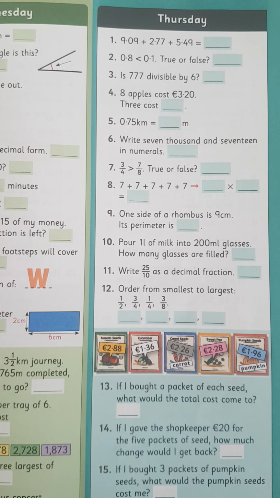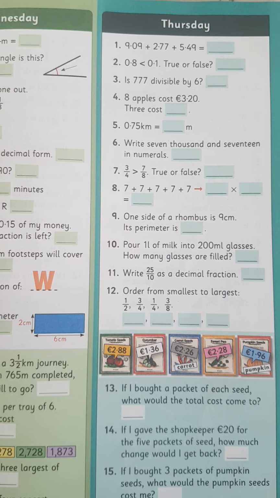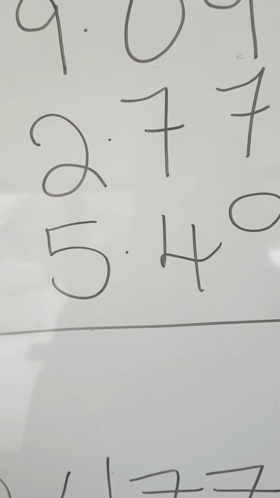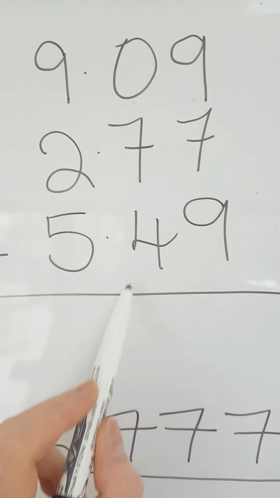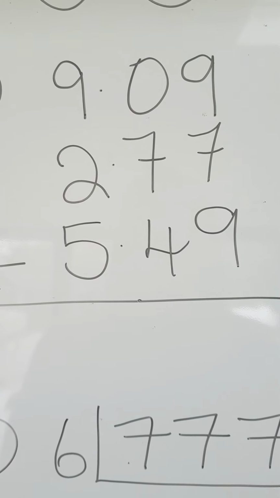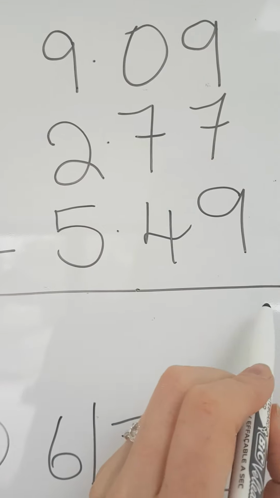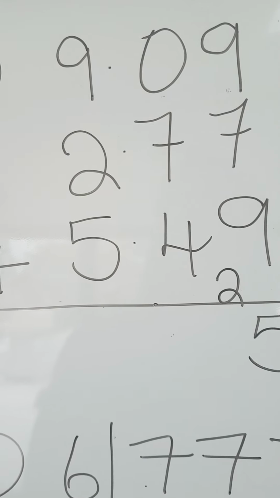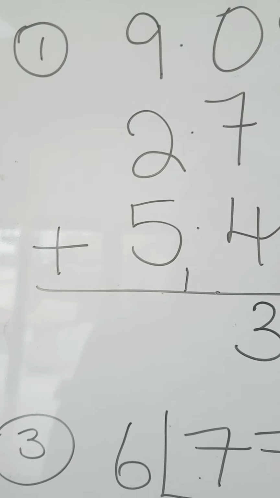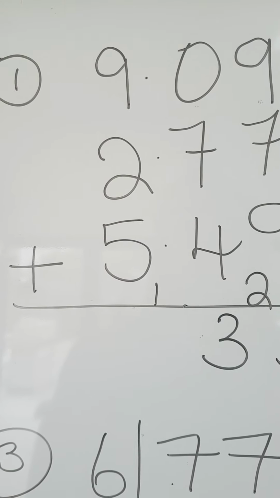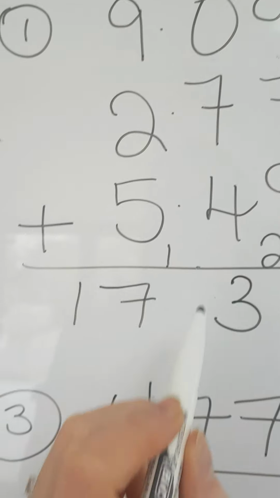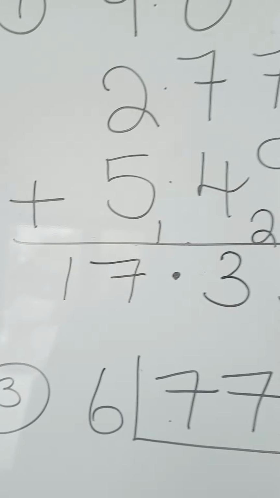So the first one, 9.09 plus 2.77 plus 5.49. So adding decimals as we were doing last week. When you're writing them out, just make sure that your decimals are lining up and they're all in the right place. So 9 and 7 is 16, plus 9 is 25, so put down my 5 and carry my 2. 7 and 4 is 11, plus 2 is 13, carrying my 1. 9 and 2 is 11, plus 5 is 16, plus 1 is 17. And then don't forget to bring down your decimals straight underneath.